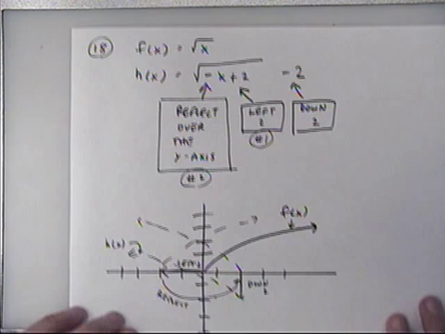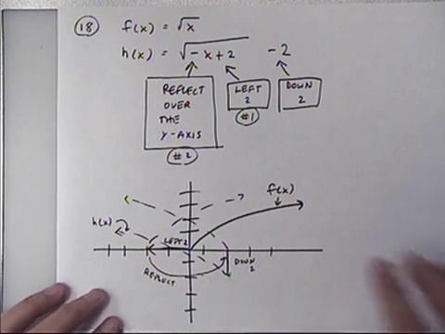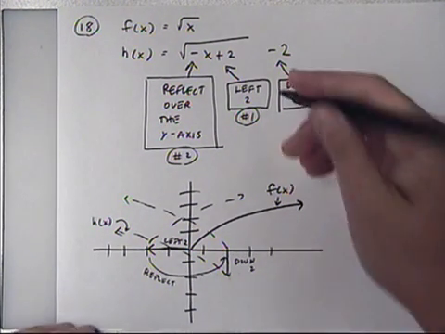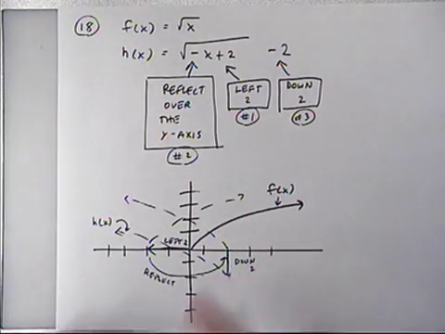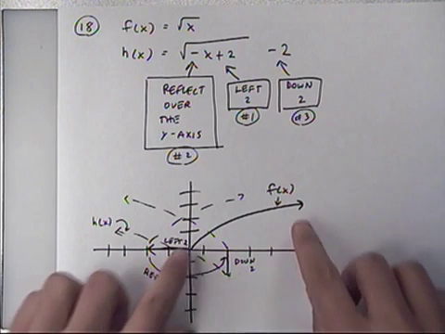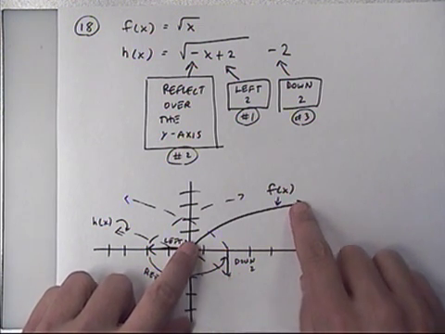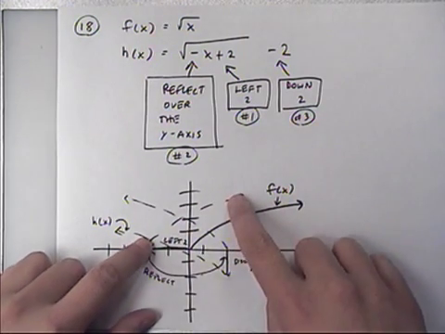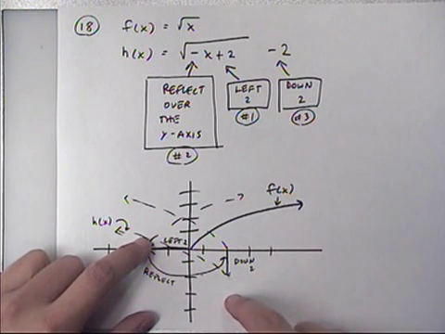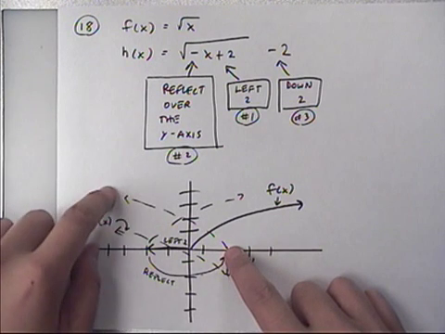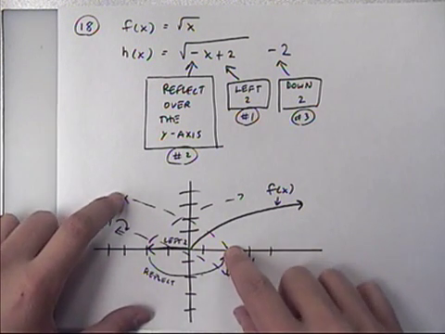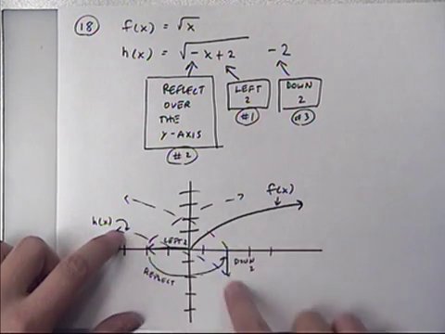And then finally number 18, this was third. These are the steps, number 1, 2, and 3. So I took my original graph, which is the square root of x, which looks like that. I moved it left 2, which put me here. I reflected it over the y-axis, which put me over here, because this goes this way when you reflect it over the y-axis, and then I moved it down 2. So this is my final graph right there.